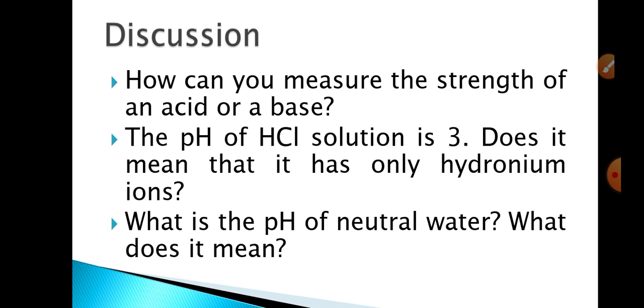Similarly, we can find whether it is a strong base or a weak base. In checking the strength of a base, we need to check the concentration of hydroxyl ion.